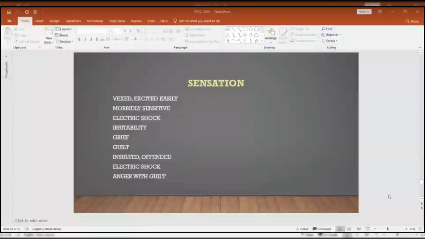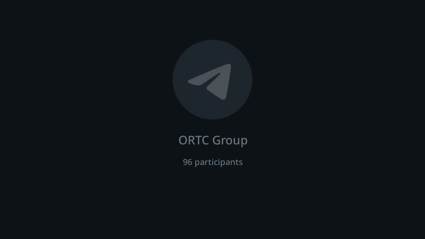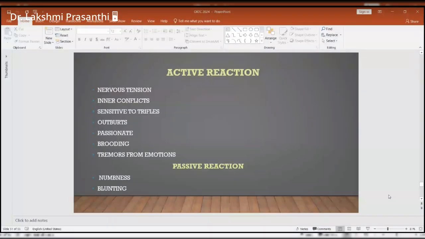But how does he react to it? He keeps himself numb. He keeps himself hiding, silent. Okay? And the active reaction is nervous tension, inward conflicts, sensitive to trifles, very passionate, brooding, tremors from emotions. The complaint which he basically came with was tremors from emotions. And the passive reaction is numbness and blunting, okay, to become numb.